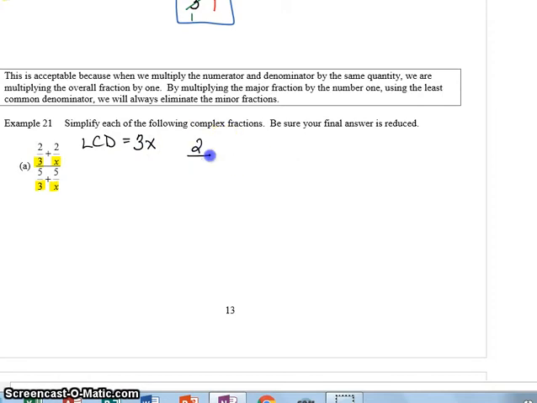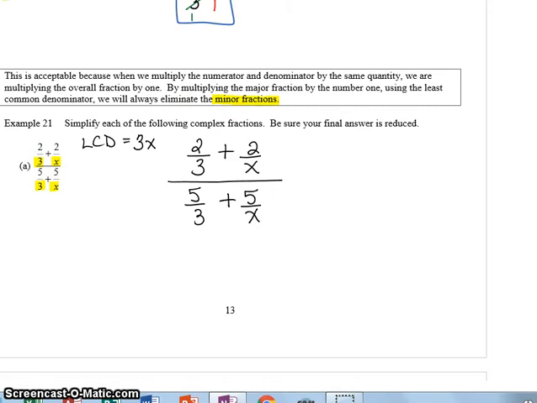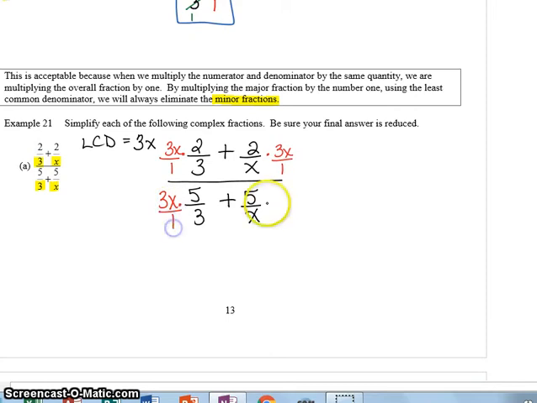So I'm going to write down the original fractions in black. And now I'm going to have to multiply each of these minor fractions. These are called minor fractions. Each of those minor fractions are going to be getting multiplied by the LCD. So again, they're all going to get times by a 3x. Now guys, remember, 3x over 1 is the same thing as 3x. So every single one of these are getting times by 3x over 1.